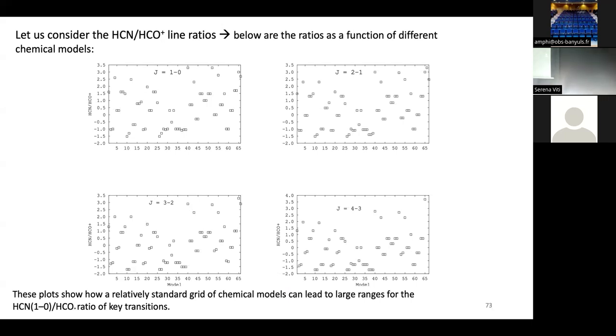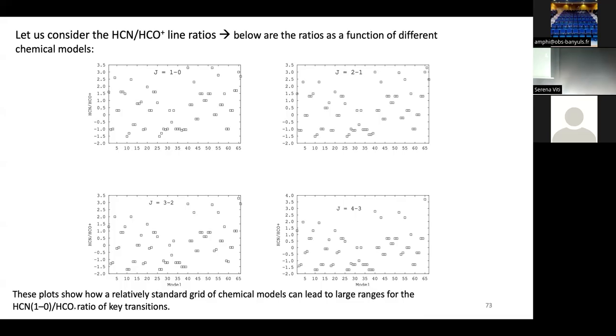This plot, which is very simplistic because it's very old, however, gives you a feeling. All you see is random dots. But what these random dots are is the ratio of HCN over HCO+, again, for different J transitions as a function of different chemical models. Forget what these different chemical models are, okay?